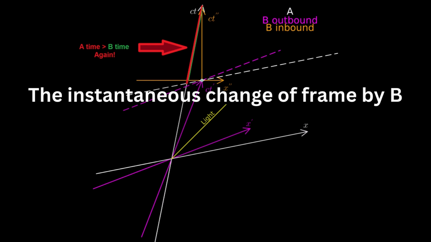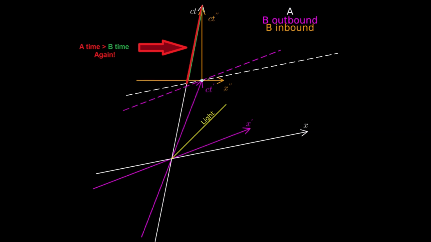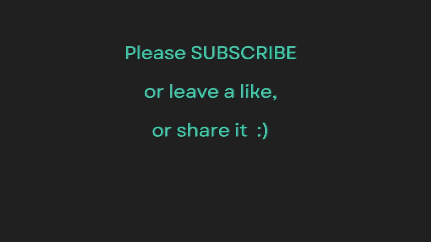In other words, while the change of frames that B does takes place in no time for him, in A's frame it requires some time to complete, and hence, in all frames of reference, A lives a while longer than B. I hope you find it useful.